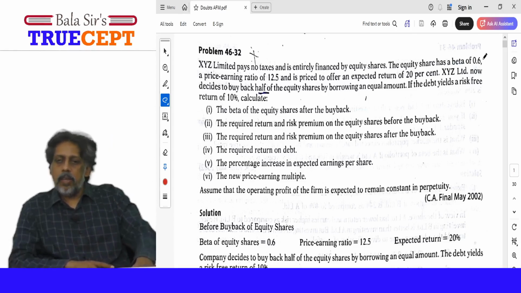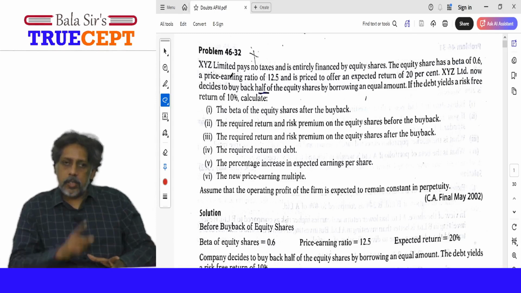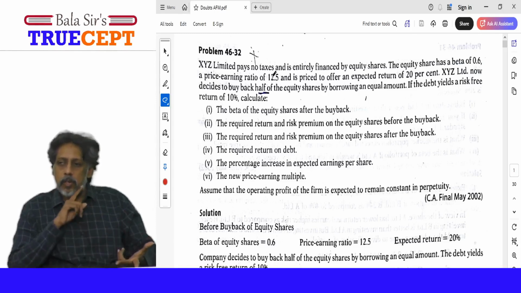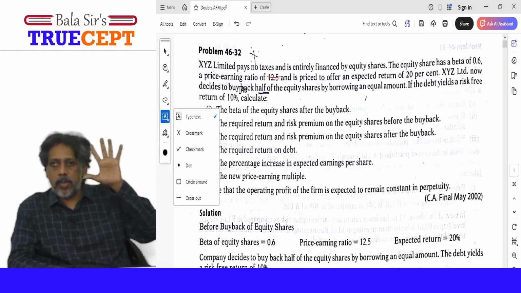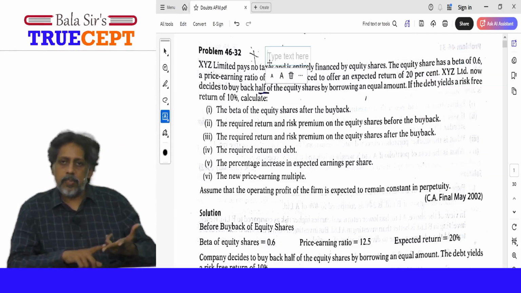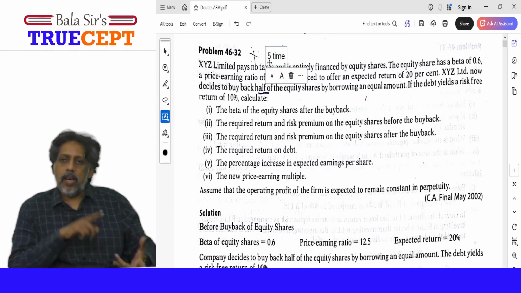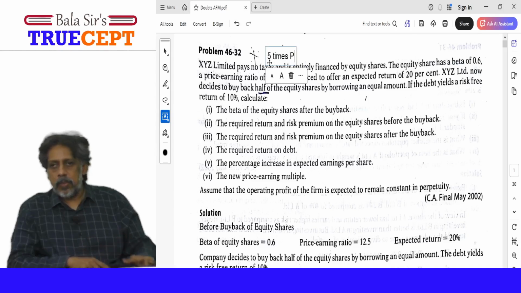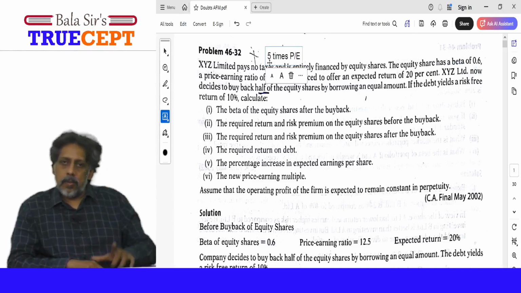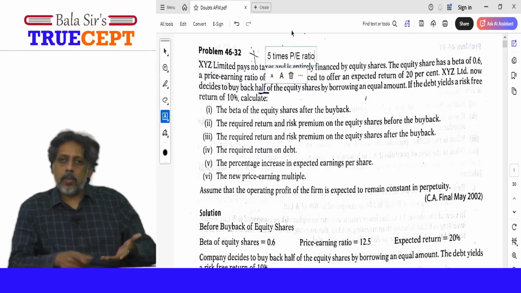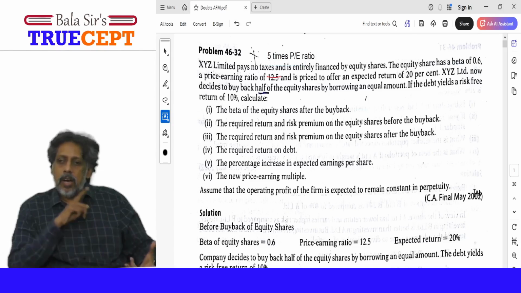And then the price earnings ratio, they should have given not 12.5 but how many times? It should be 5 times. Please make a correction. It is a mistake in the question paper itself. The third point given is that the shares are priced in such a way that the earnings available to the shareholders is 20%.